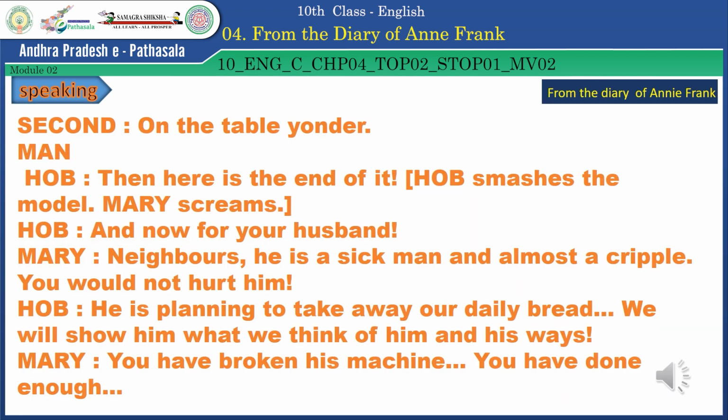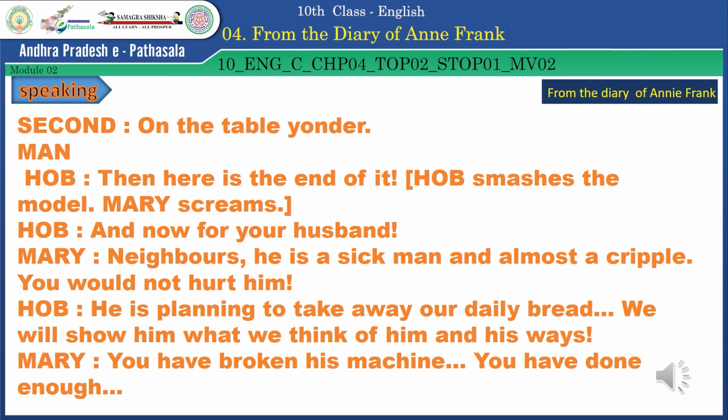Mary. Second on the table yonder, man. Hob. Then here is the end of it. Hob smashes the model. Mary screams. Hob. And now for your husband. Mary. Neighbors, he is a sick man and almost a cripple. You would not hurt him. Hob. He is planning to take away our daily bread. We will show him what we think of him and his ways. Mary. You have broken his machine.